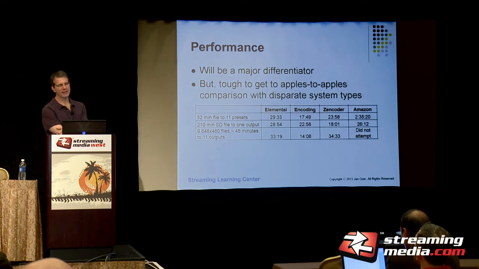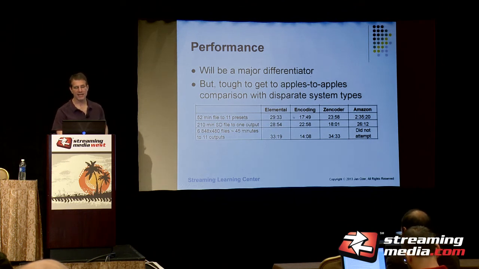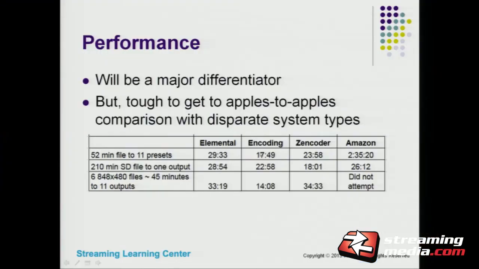Performance will be a major differentiator, but really, how many people care? I ran 3 sets of tests on all 4 providers. I ran a 52-minute test file to 11 presets. Elemental did that in 29 minutes, Encoding.com in 17, Encoder in 23. So we've got a 12-minute difference. I don't know, is that enough to sway you one way or the other? Some applications yes, some applications no.